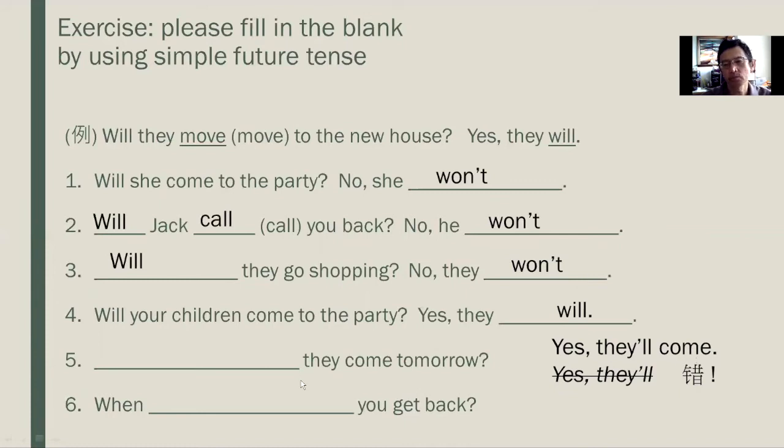Will they come tomorrow? You can also say, won't they come tomorrow? It really means almost the same thing. You could ask someone, will you come tomorrow? Won't you come tomorrow? Okay. The last one. When will you get back?